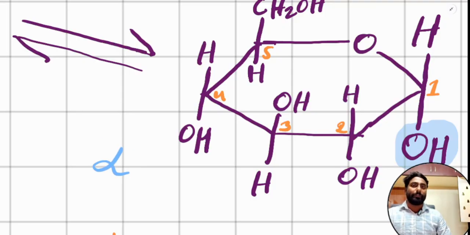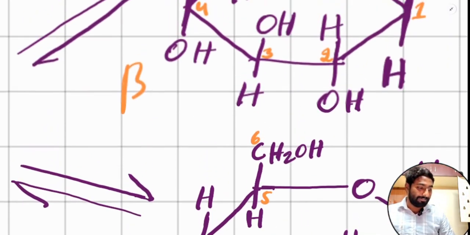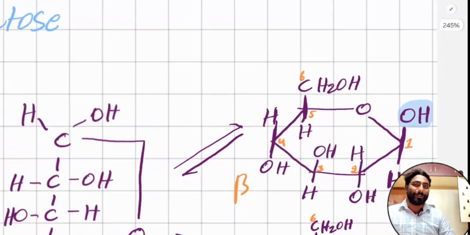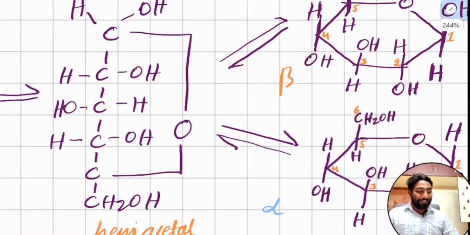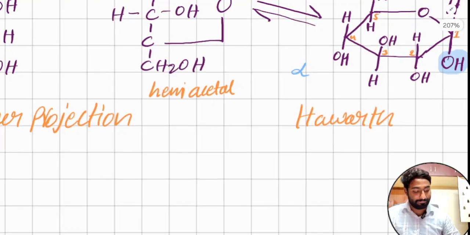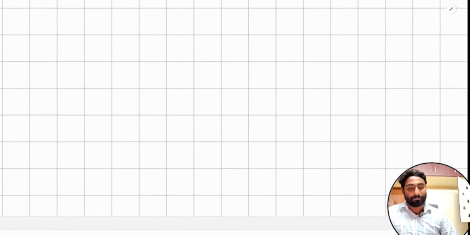How will you remember alpha and beta, students? Like beta, Bhagavan is above, so Bhagavan, B, above. Okay, so that is why I had drawn the structure of beta on the top and alpha on the bottom. Okay, got it, students? Fine. Now we will discuss optical isomerism. Till now, is it clear? Okay.